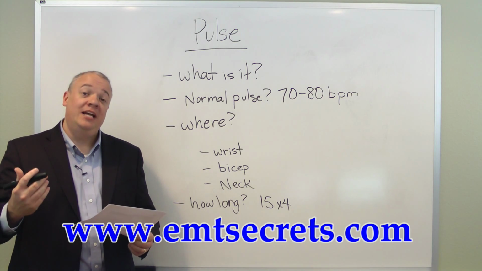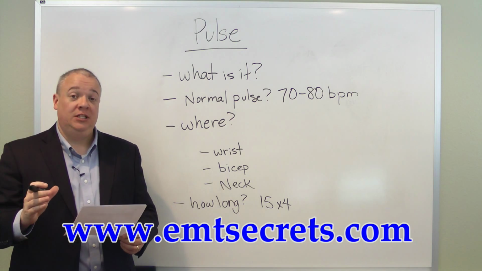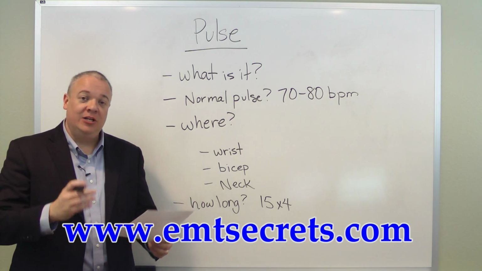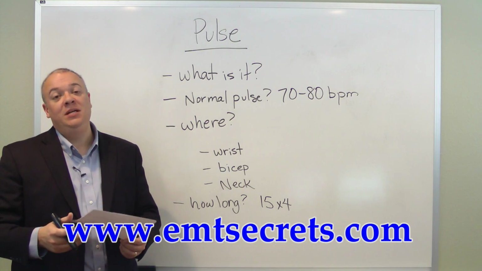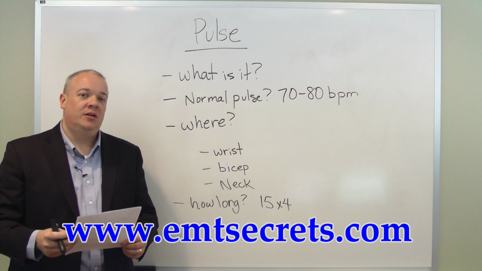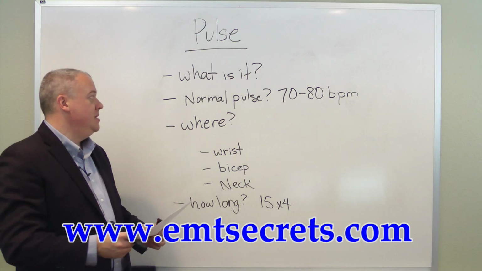Someone with hypertension is going to have a higher pulse rate. Those with hypotension or those who are in very good physical health can have a lower heart rate. Some of them as low as 60 beats per minute can be common if they're exceptionally fit, a resting heart rate of 60 beats per minute.